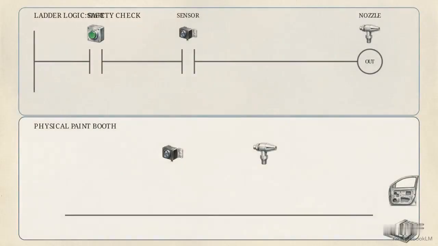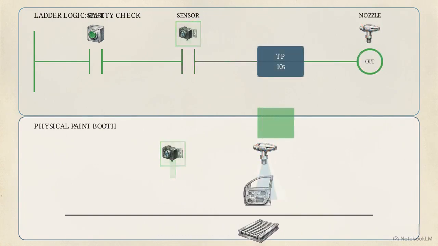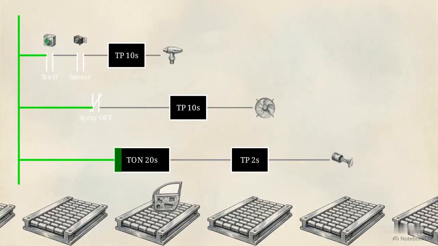Let's run a safety check. Turn on the Start button alone. The spray nozzle remains off because the logical condition requires the sensor to be active as well. Now activate the sensor to simulate a part entering the booth and watch the cascade begin. Watch the abstract ladder logic flow.